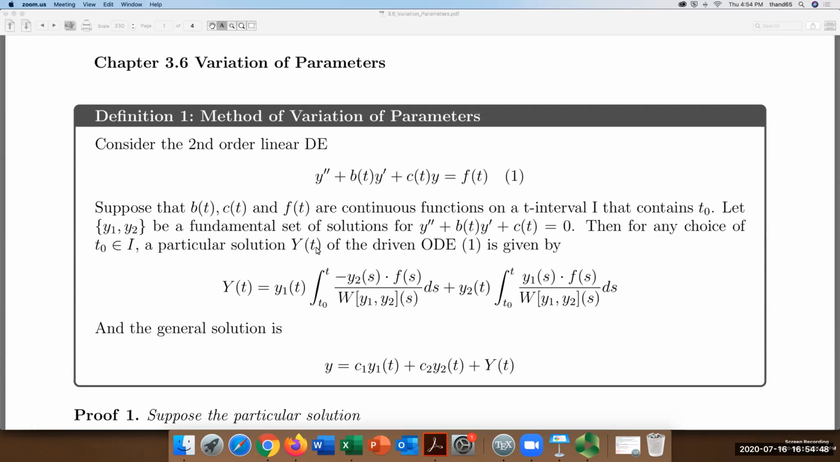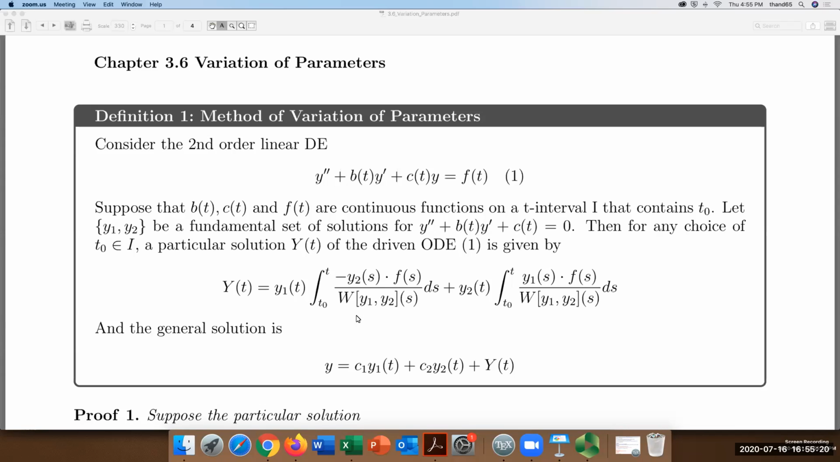big Y of t of the given ordinary differential equation is given by y1 of t, which is one of the solutions in the fundamental set of solutions, multiplied by the integral from t0, which is the initial value, to t of negative y2, which is another function in the fundamental set of solutions, multiplied by f of s, which is the function on the right side of this equation, divided by the Wronskian of y1 and y2 in terms of s, ds.